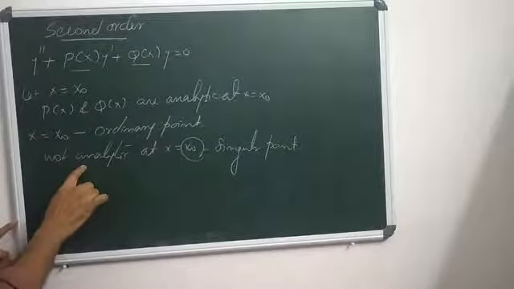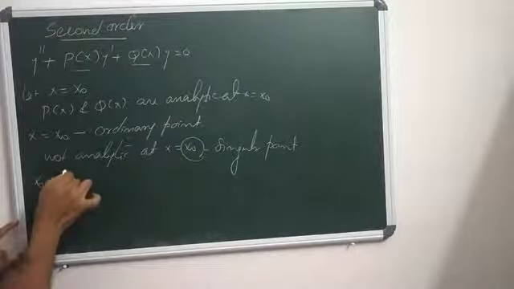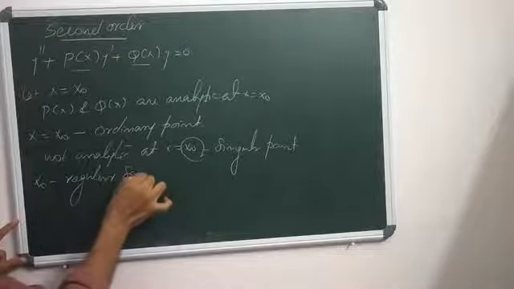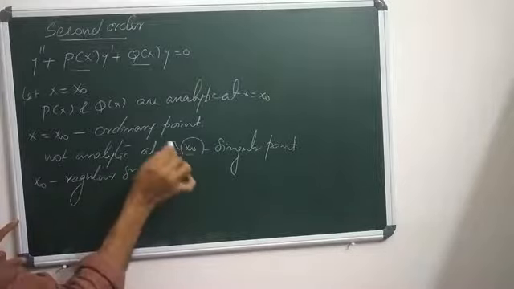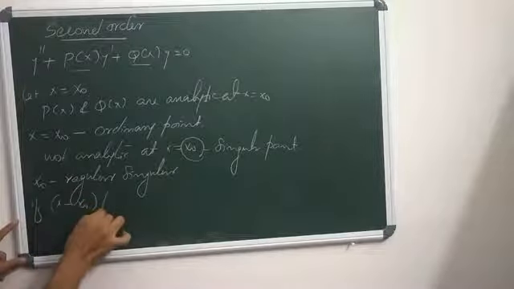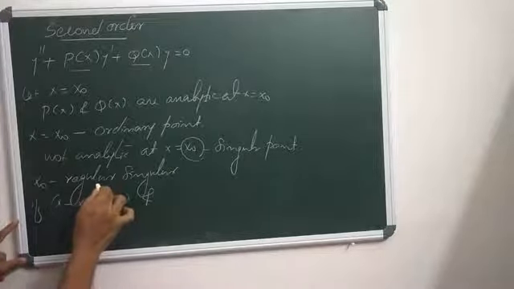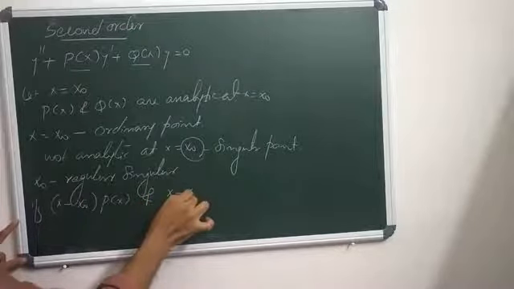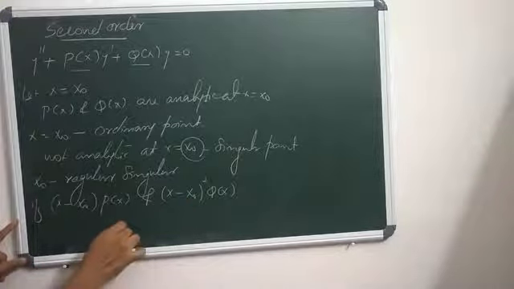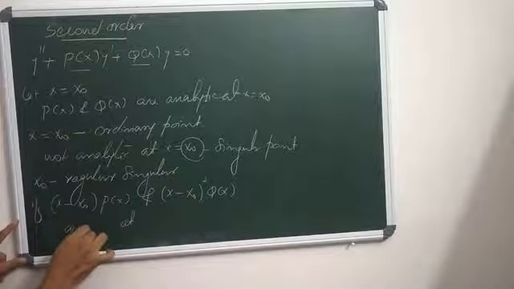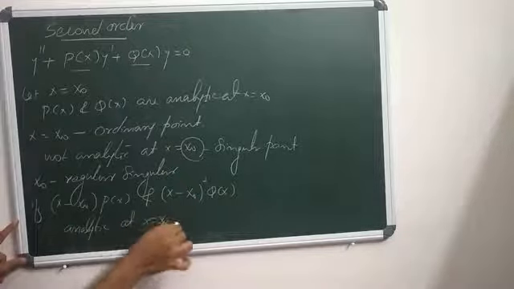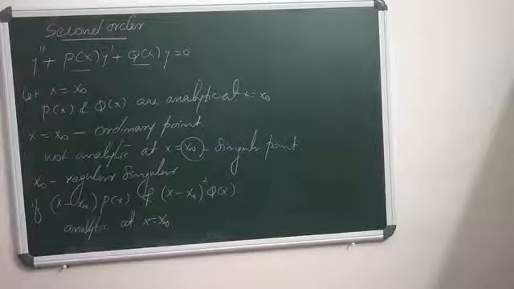Moreover, if a point x equals x naught is a singular point, then it can be a regular singular point. That is another concept: ordinary, singular and regular singular. Only if x minus x naught into p of x and x minus x naught whole square into q of x are both analytic at x equals x naught, then x naught is said to be a regular singular point.